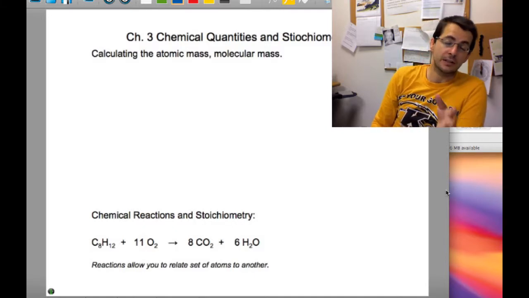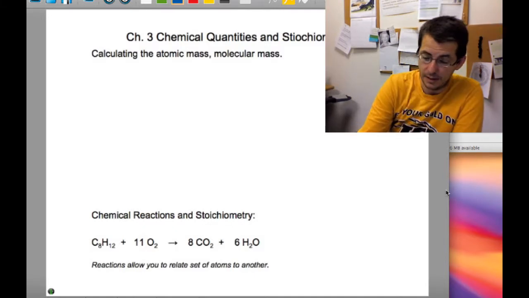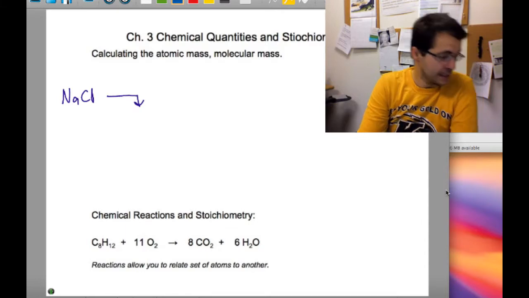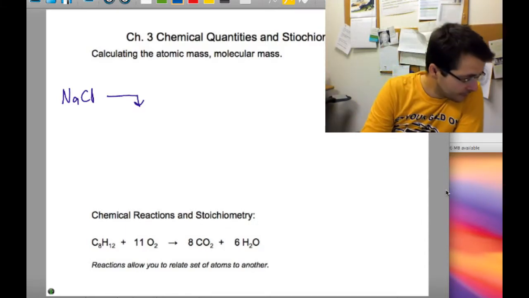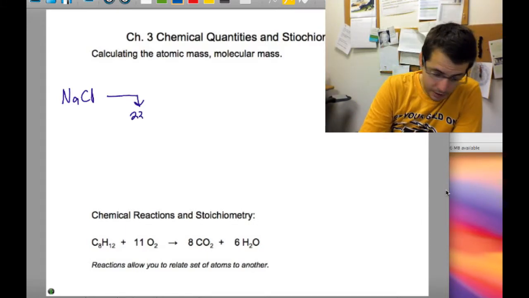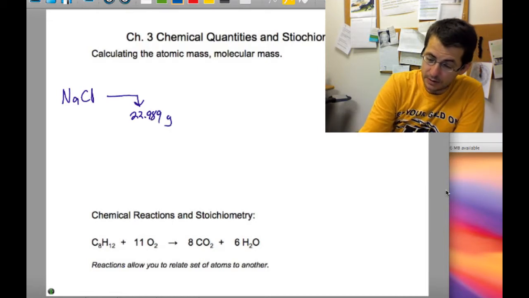It's no different with molecules. If we know the individual components, NaCl, we can look up on the periodic table and see that 1 sodium atom weighs 22.989 grams. It's equivalent to 1 mole of sodium.